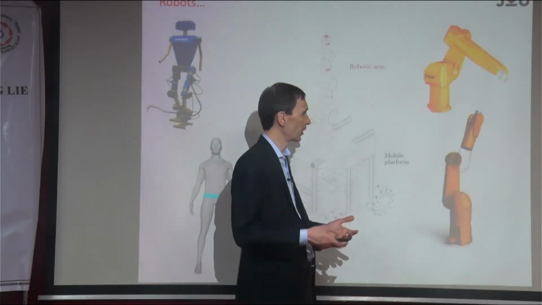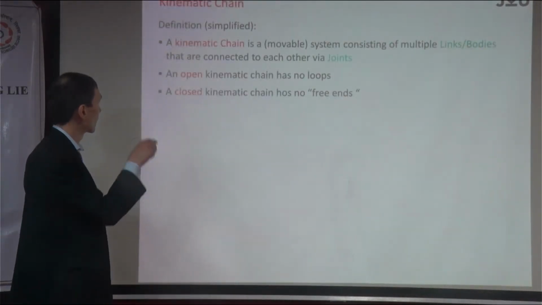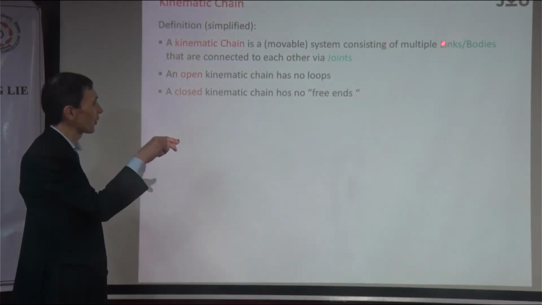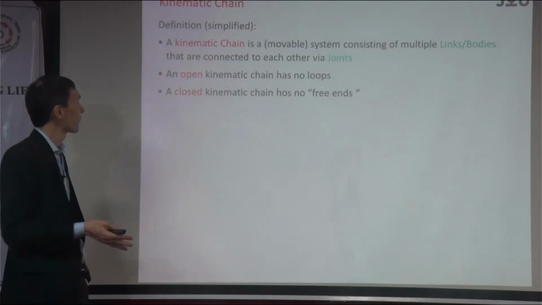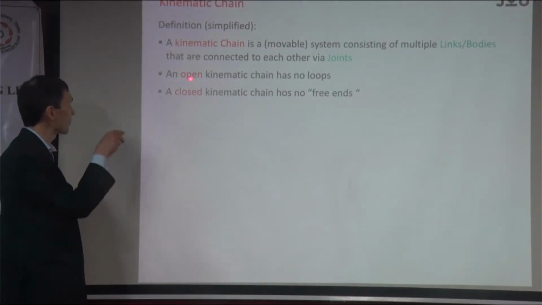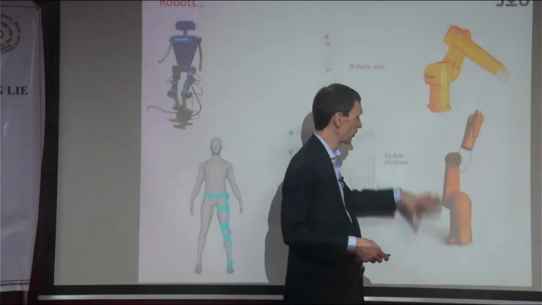But what exactly is a kinematic chain? Maybe simply summarized, a kinematic chain is just a system of links and bodies that are connected by joints. Now, we have to distinguish between open and closed kinematic chains. Essentially, these are all kinematic chains, right?